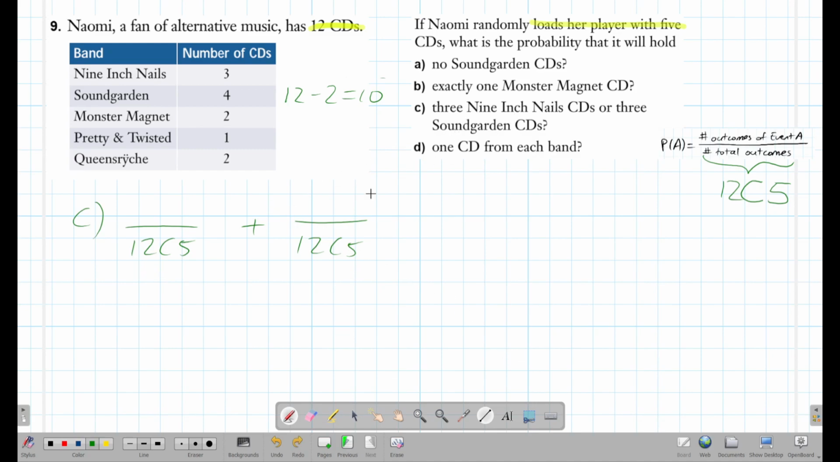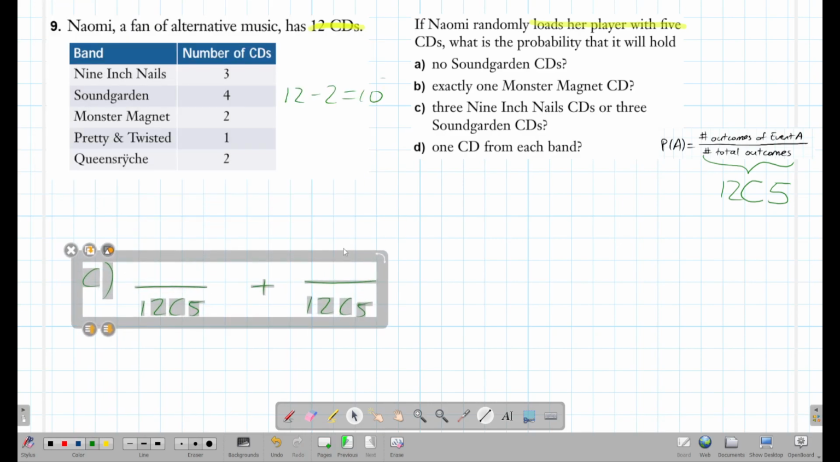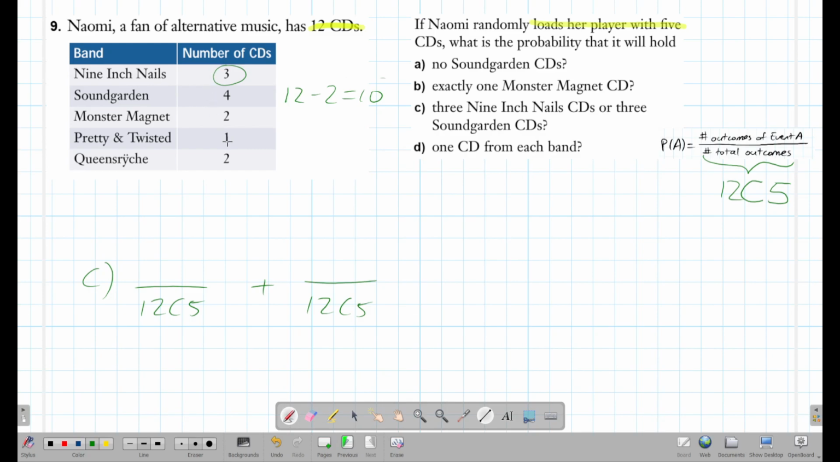So for the 3 Nine Inch Nails, we only have 3 CDs to choose from. We only have 3 Nine Inch Nails CDs. So we're going to have 3 choose 3. And again, this is Nine Inch Nails. And from the remaining CDs, we're going to have 9, because that's just 12 minus 3. And of these remaining 9 CDs, we are going to choose 2 of them. So that's the first fraction.